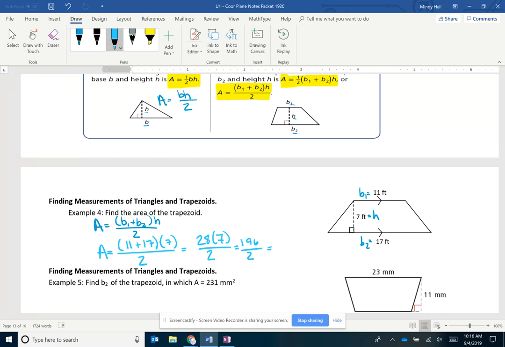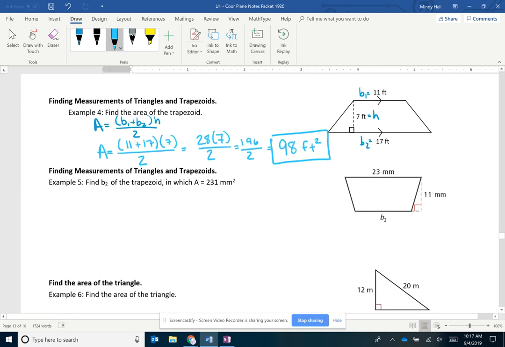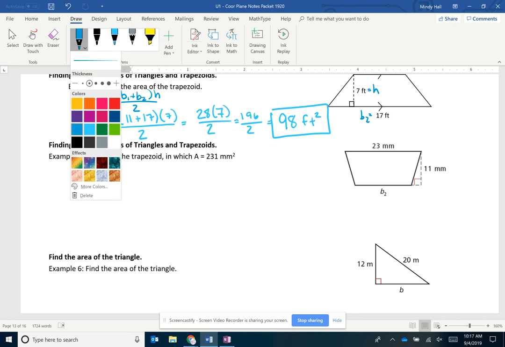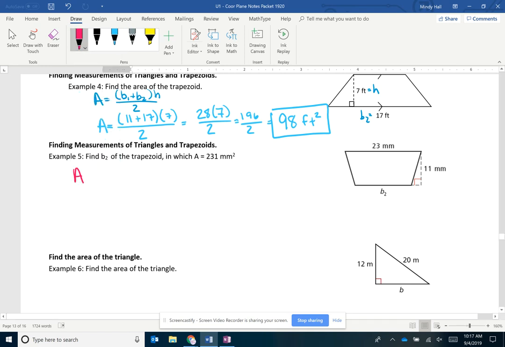And that divided by 2 gives me 98. So then because this is area, it's going to be feet squared. Okay? So if I want to find a missing measurement for this trapezoid, I'm still going to be using the same formula. So area is base 1 plus base 2 times height divided by 2.